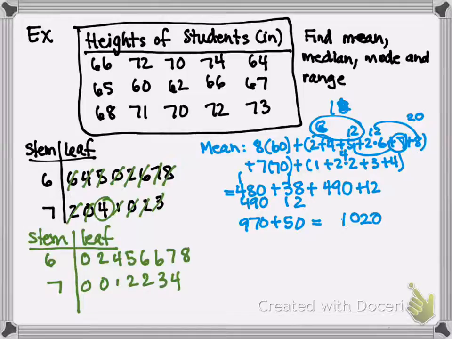Now, what do I do to do mean? I take that 1020 and I divide it by 15, okay? And you guys can use a calculator if you desperately need it. I can't guarantee you'll be able to use one on the test. Well, you should be able to divide at this point. So there's your mean.